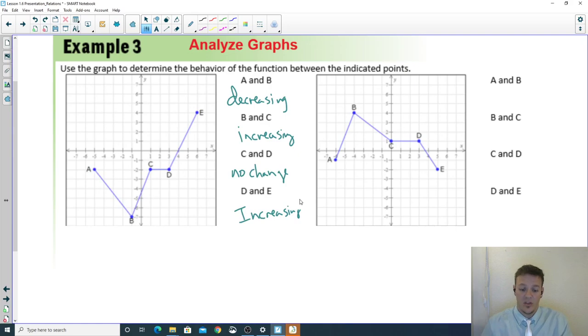All right, what I want you guys to do is do the last one by yourself real quick. So pause the video and you guys go. All right, this one here, A to B, increase. Then it decreases. Then there is no change, but then again, unfortunately, it does decrease.